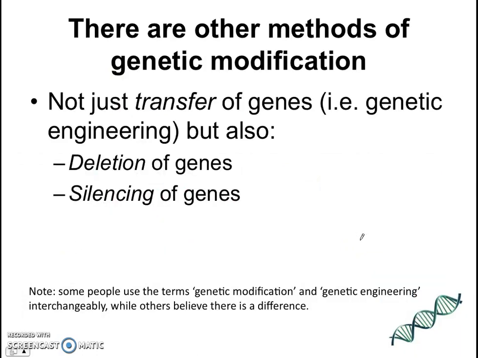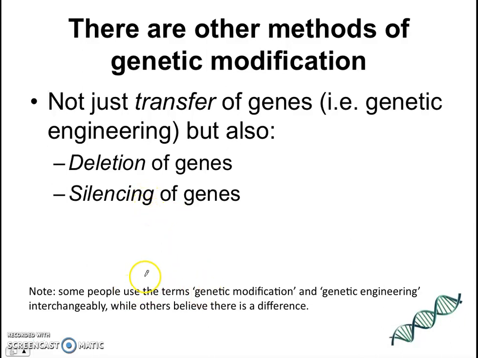Now, just a final note before we move on, there are actually other methods of genetic modification. What we have seen so far is genetic engineering involving the transferring of genes, right? We've seen genes being transferred from one organism to another organism. That's genetic engineering. But there are also other ways you can modify an organism's genes. You could delete some genes from that organism, or you could even silence those genes. That means those genes are still there, but you make tweaks so that they are not expressed.